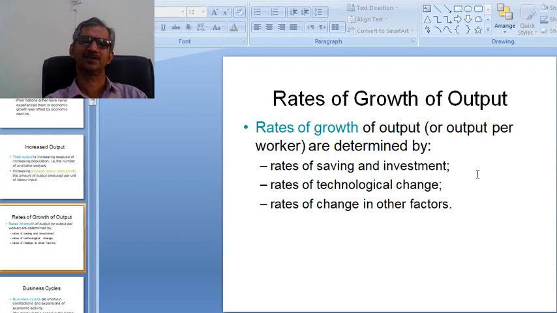...is compared to yesterday, then you need to produce more. Then you need to save today, and that saving will be used as an investment to purchase the capital, the machinery. Another factor which is contributing towards the growth is the technological change, the technological progress, and the rate of change in other factors are also very important.